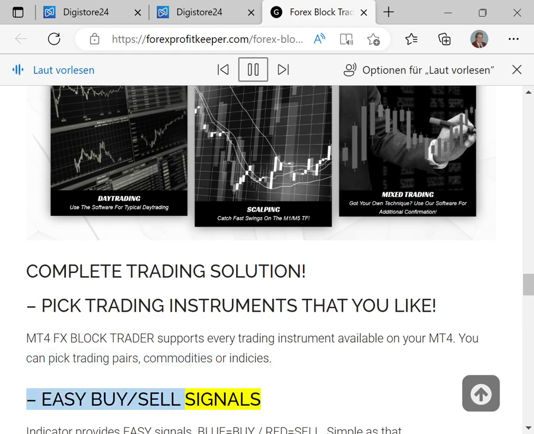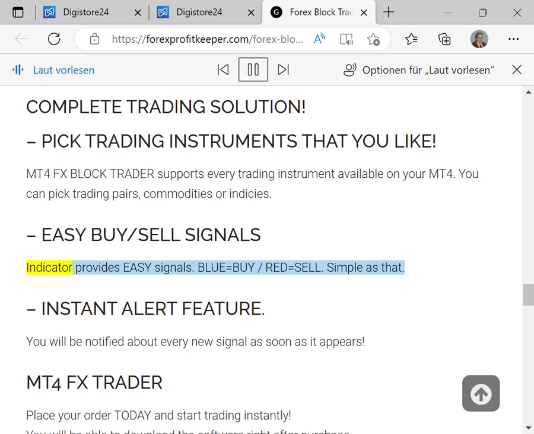Easy buy and sell signals. The indicator provides easy signals. Blue equals buy, red equals sell. Simple as that. Instant alert feature. You will be notified about every new signal as soon as it appears.